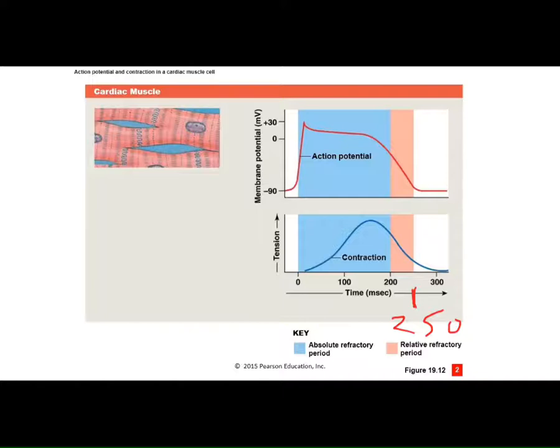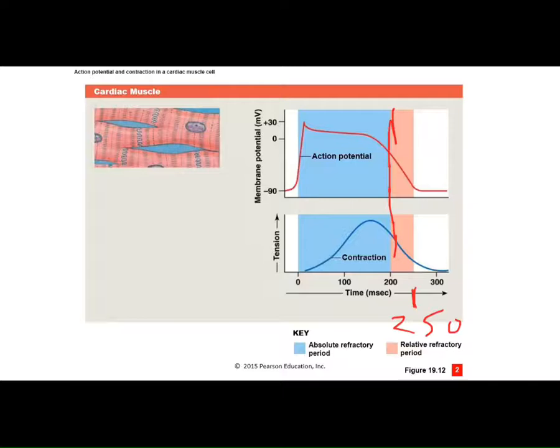But see, there's an absolute refractory period that's in blue. And what does absolute refractory period mean to you? It cannot start no matter what, and that's 200 milliseconds. Okay? There's no way the heart's going to beat again faster than that.